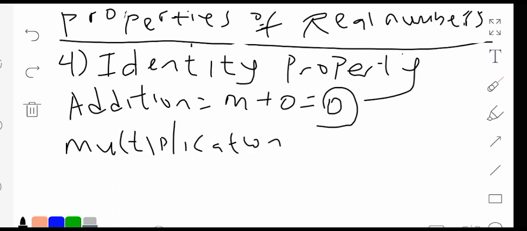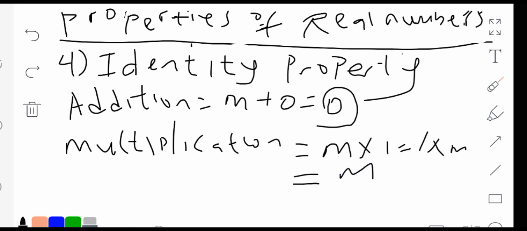Multiplication, you're going to have m times 1. It's the same thing as 1 times m, which is the same thing as m. So here we can say 1 is the multiplicative identity because we are multiplying m by 1, and for addition we are adding m to 0. That's why 0 is the additive identity here. Since we are multiplying by 1 in multiplication, that's why 1 is our multiplicative identity. That's that about the properties of real numbers.